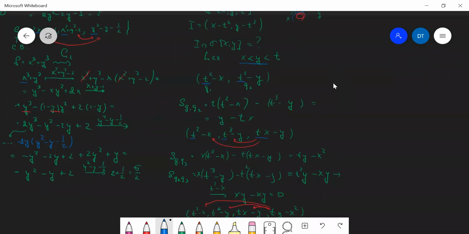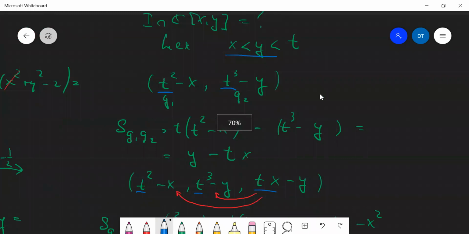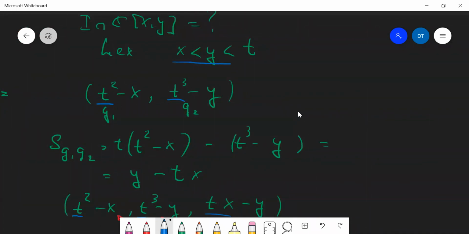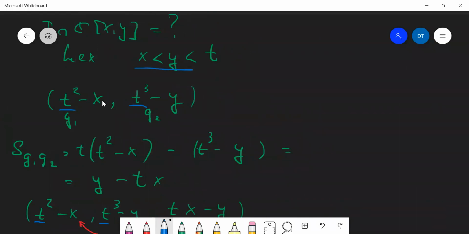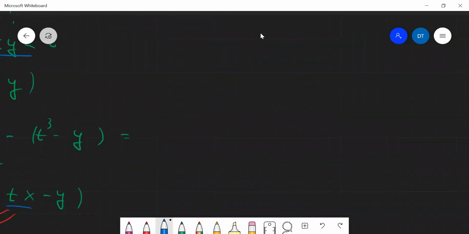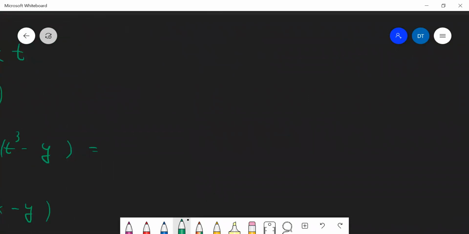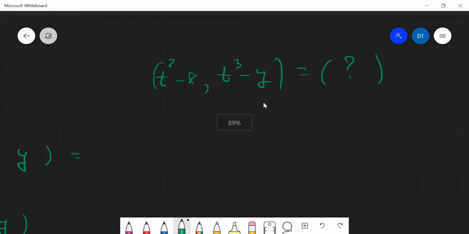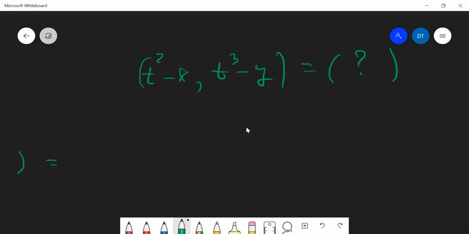There is one remark about how to make this computation easier. Well, here at the beginning, we started with two polynomials, t squared minus x and t cubed minus y. Let me go here and write them again. So we started with these guys. And what do we want? We want to find a Grobner basis generating the same ideal as these two guys. But before doing this, we can simplify these guys. You see, in this case, you can reduce the second polynomial with respect to the first one.